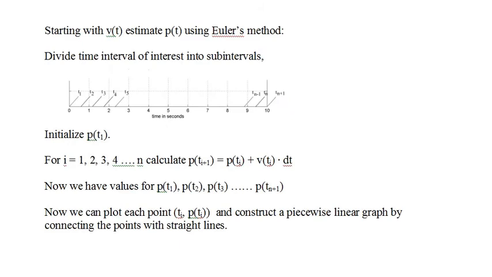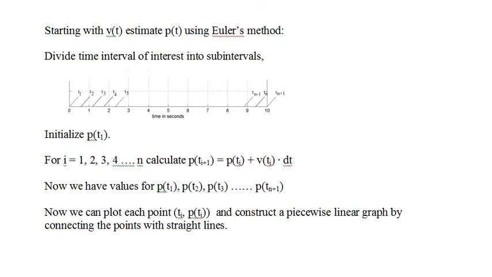We start with the velocity function, v of t, and we want to calculate the associated position function, p of t. We start by dividing the time interval of interest into n subintervals with endpoints t1, t2, t3, tn plus 1, as shown in this diagram. The starting point of the trajectory, p of t1, is known, so we can initialize that value.